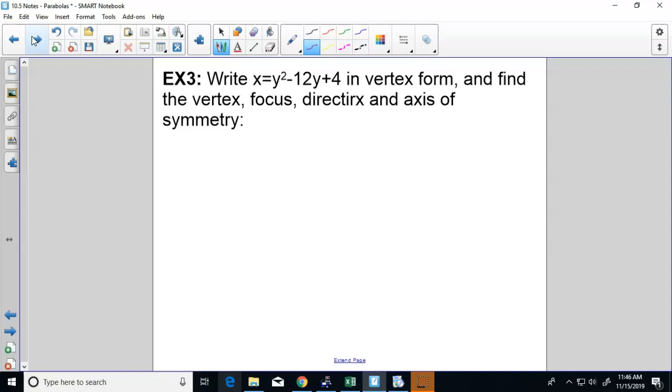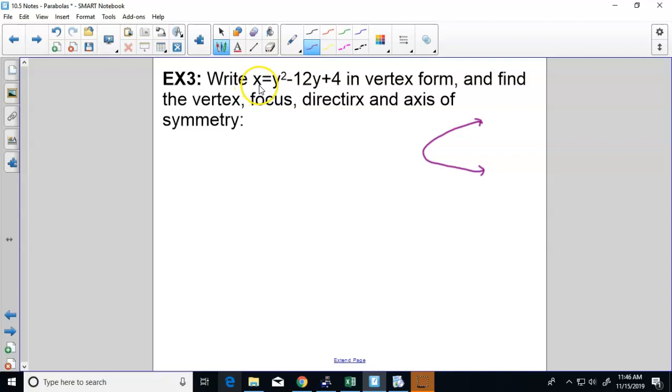Okay, so example 3 says write x equals y squared minus 12y plus 4 in vertex form and find vertex, focus, directrix, and axis of symmetry. So for this one, Brady, is this going to be one that opens up, down, left, or right? It is going to be to the right. That is correct.